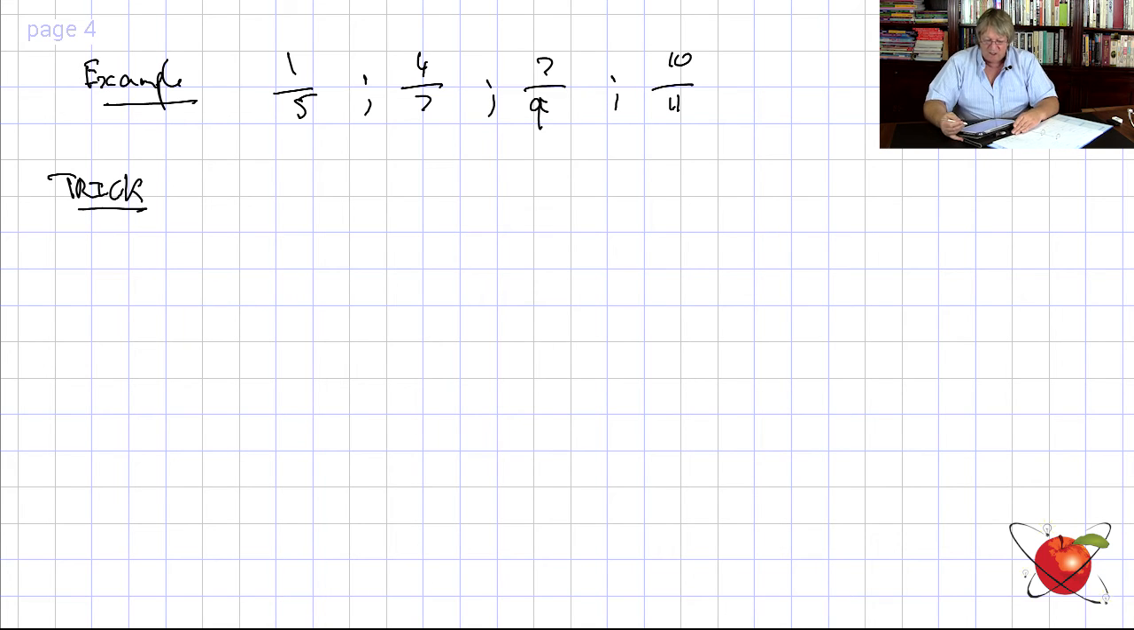Let's look at this example here. They've told us 1 over 5, 4 over 7, 7 over 9, and 10 over 11. The initial tendency here is to subtract that from that, that from that. There's a trick. What is it? Well, it's actually quite straightforward. It's 2 series. A numerator series and a denominator series.